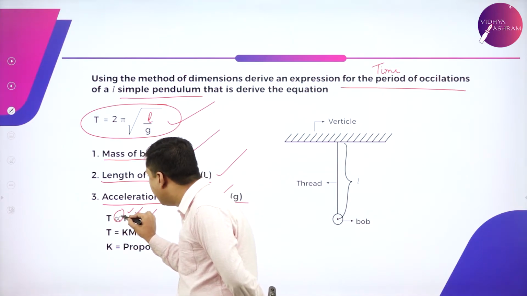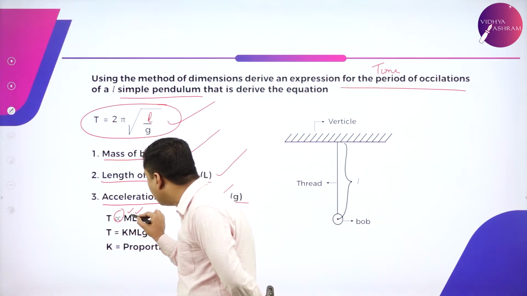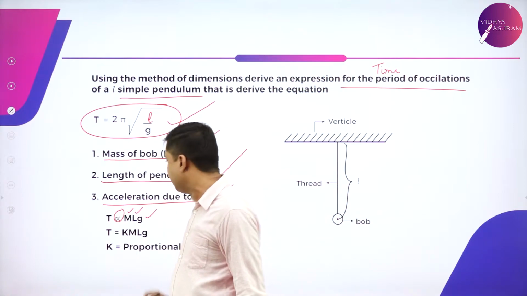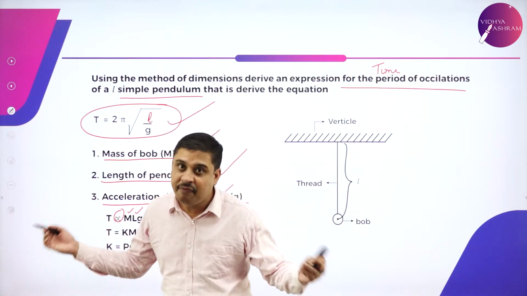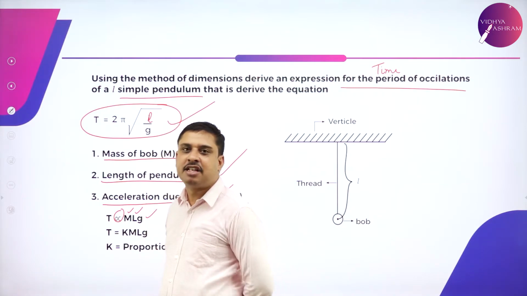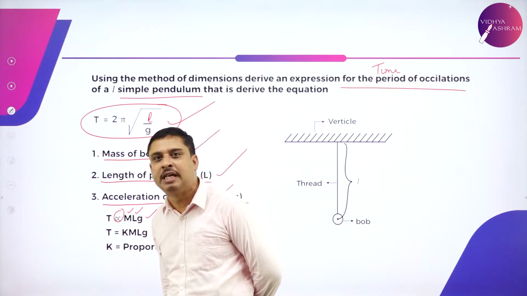T proportional to M, L, g. What is M? Yes, mass of the bob, sir. L, length of the pendulum. g, acceleration due to gravity.